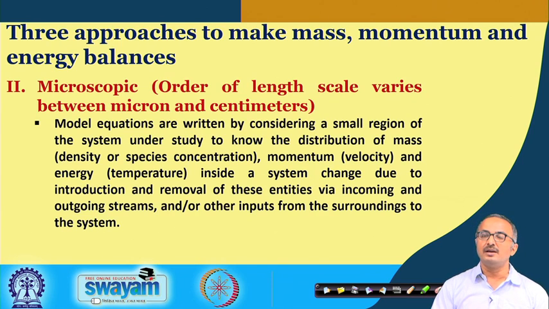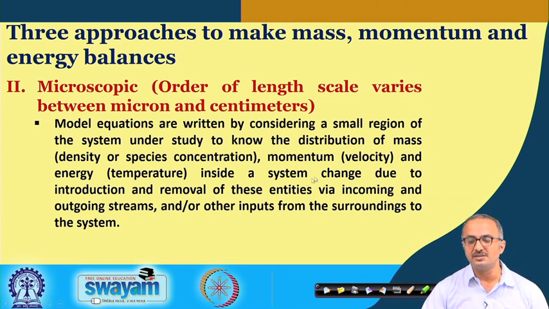Next we come to a lower scale, and when we go to lower scale, it means that the system size becomes a bit smaller, or rather we consider a system size which is smaller than what we considered for the macroscopic scale, and in this case the order is between, say, centimeters to up to micron. So, in this case the model equations are written by considering a small region of the system under study to know how the mass, energy and momentum are distributed.